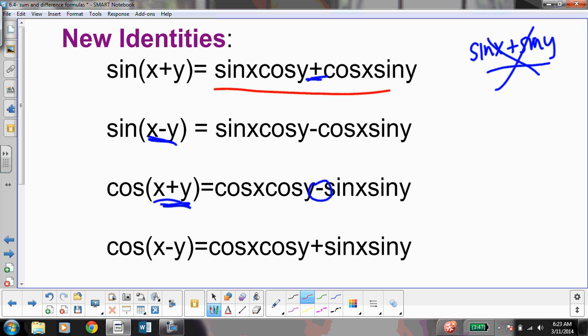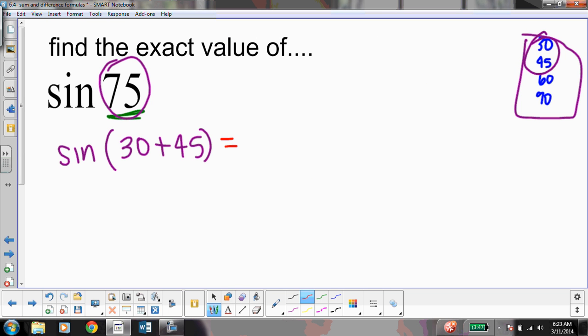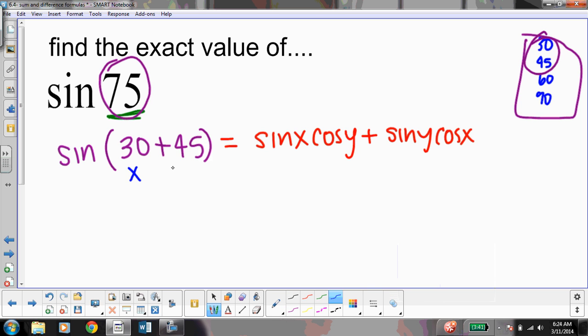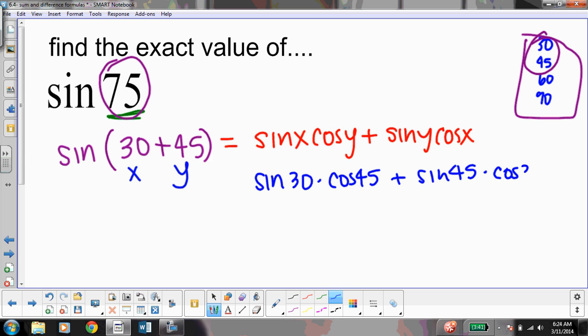Now I just have to follow the formula. The sum identity for sine, I take the sine of x times the cosine of y plus the cosine of x times the sine of y. In this case, 30 is going to be my x angle, and 45 will be my y angle. So I have the sine of 30 times the cosine of 45 plus the sine of 45 times the cosine of 30.